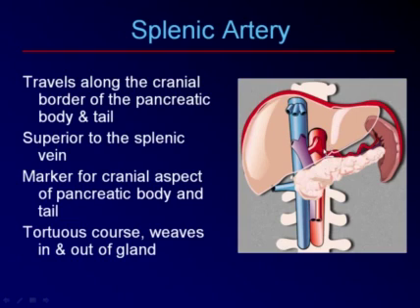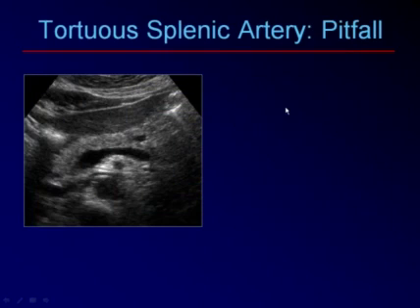The splenic artery has a tortuous course, and it travels along the superior border of the pancreas. It's a marker for the cranial edge of the pancreas. It lies superior to the vein, which is directly behind the body of the gland. Notice also that it has a very tortuous course, and it weaves in and out and up and around the top part of the gland. We don't know why it tends to be tortuous, but even in young people it may be somewhat tortuous.